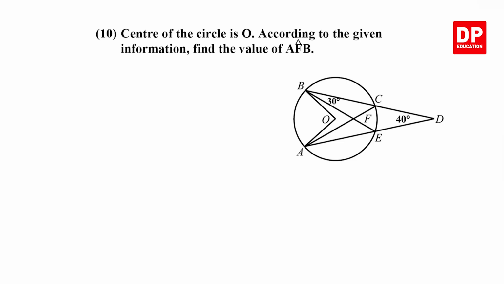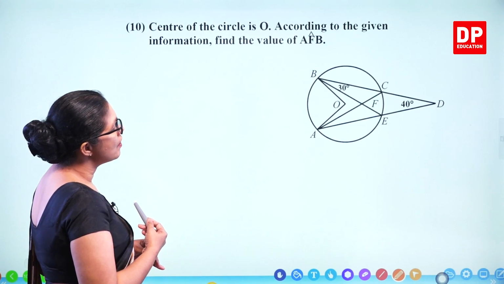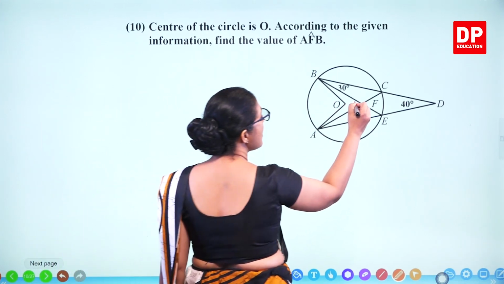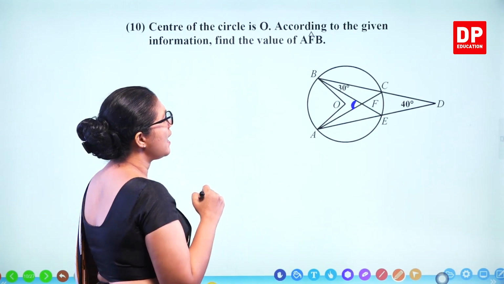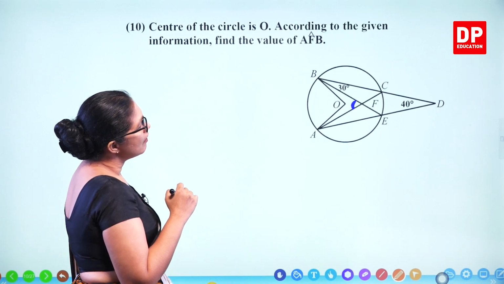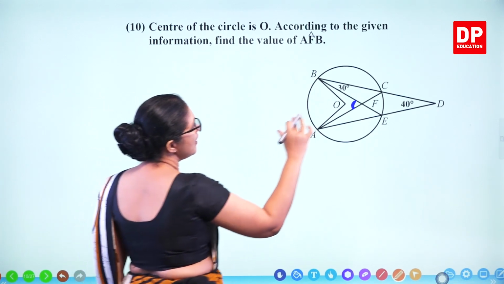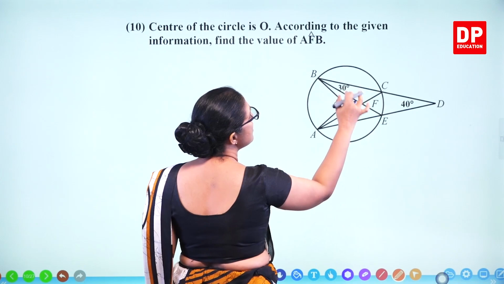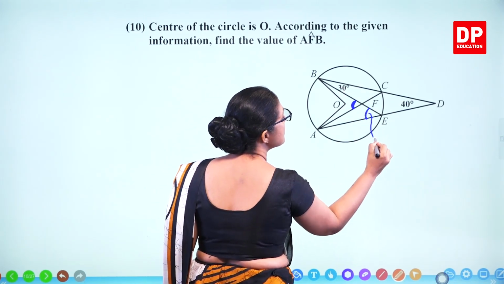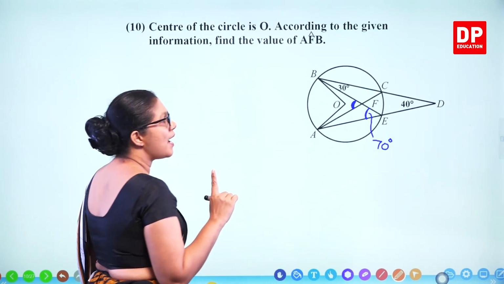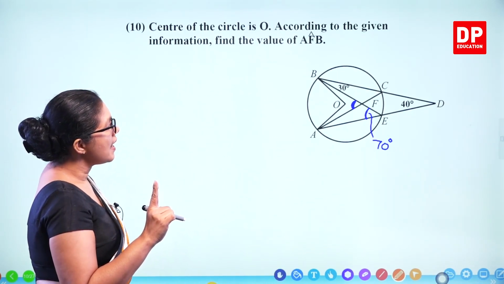Question number 10. Center of the circle is O. According to the given information, find the value of AFB. AFB angle. This angle we have to find. How we find out that angle? Can you see? When you take this is 40 and this is 30, what is this angle? This is 40 plus 30, that's 70. Exterior angle is add up to the interior opposite angles.